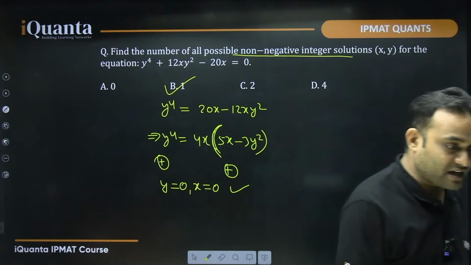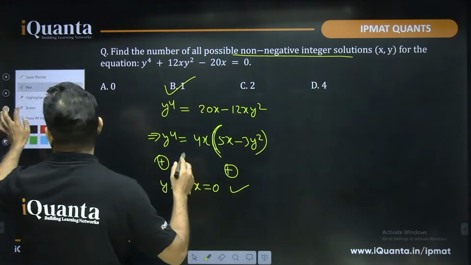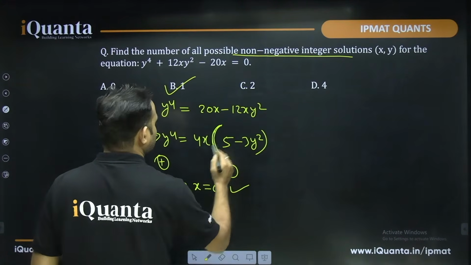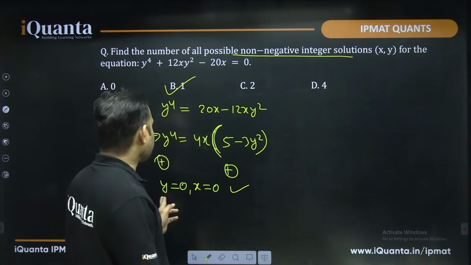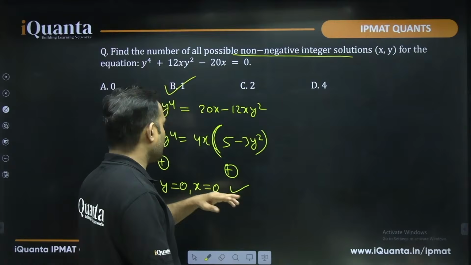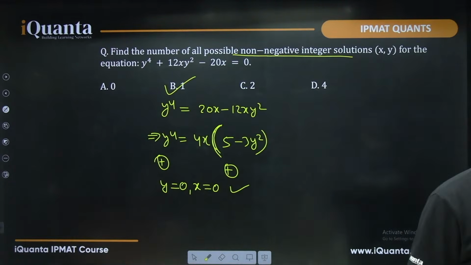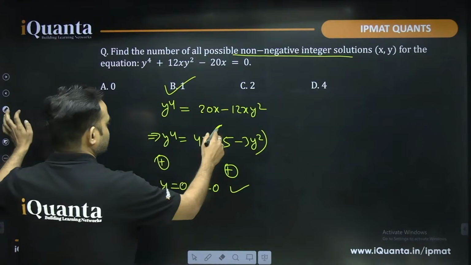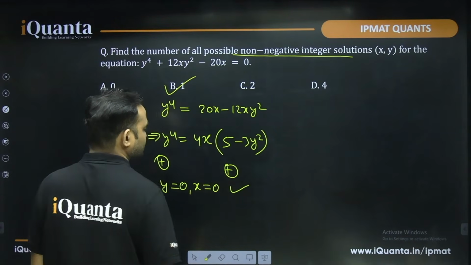Yes, Vaibhav, correct answer, right? Will it be 4 here? 4x, so 5 will be here. Yes, okay. This will be 5. So y0 x0 is possible. No other solutions are possible. Yes, I have written it 5 minus 3y square. Thank you. A little mistake happens sometimes on screen.